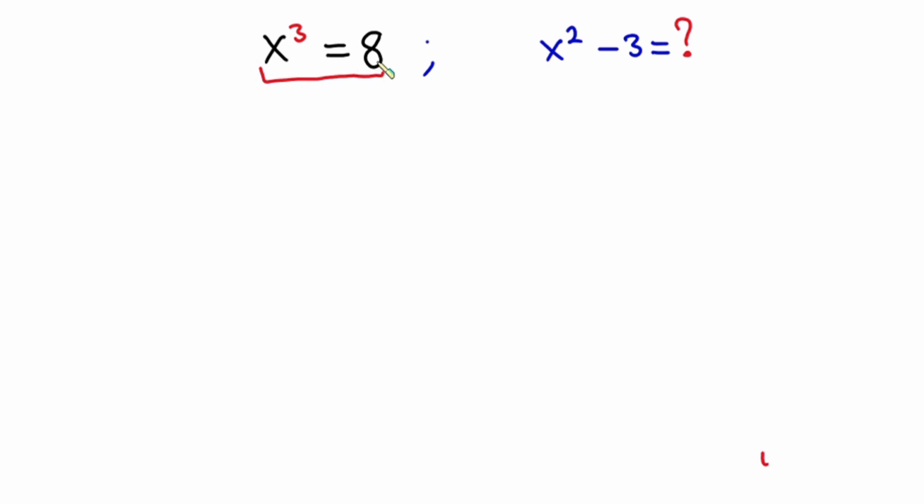First, let's equate everything to 0. So we have x to the third power minus 8 is equal to 0. Now 8 could be written as 2 to the third power and this is equal to 0.